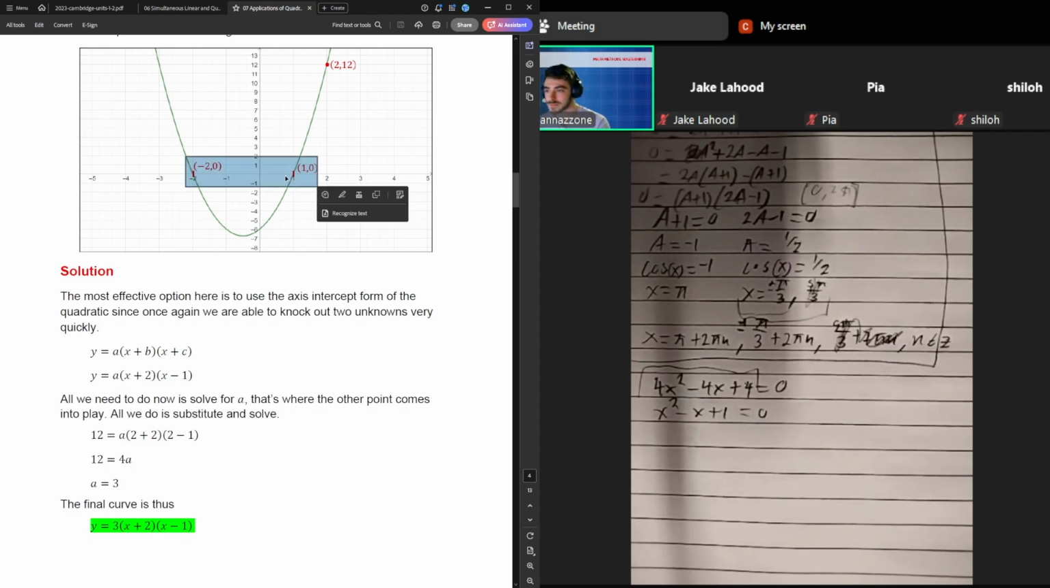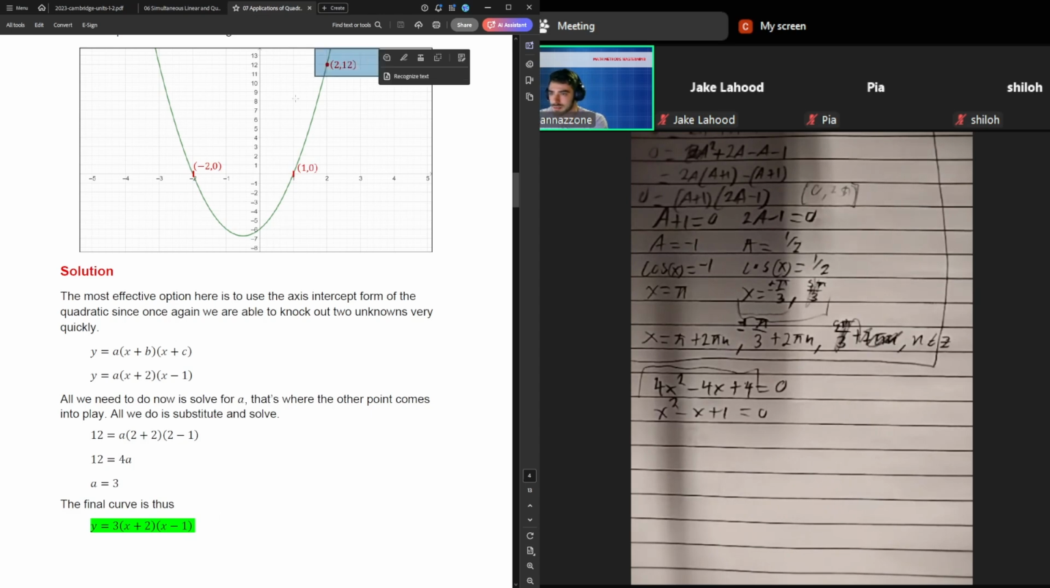You don't necessarily have to use axis intercept form. Because you have 3 points here, you could do a simultaneous equation with ax squared plus bx plus c. I would just strongly advise against it because it takes a long time, whereas with this one, you've just got the points and that's it.